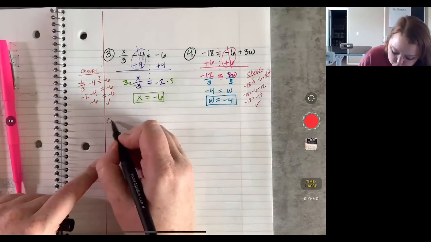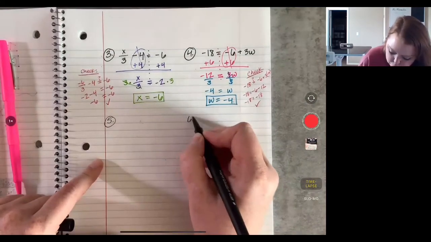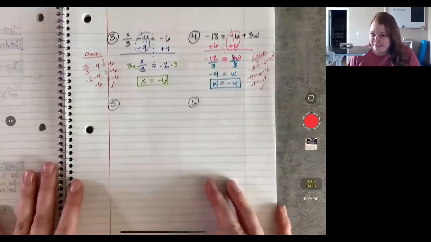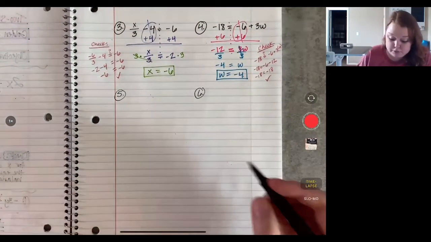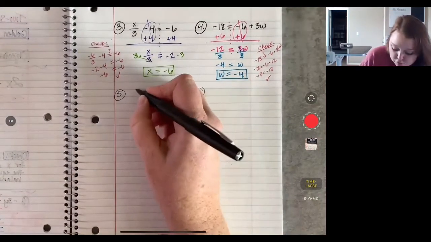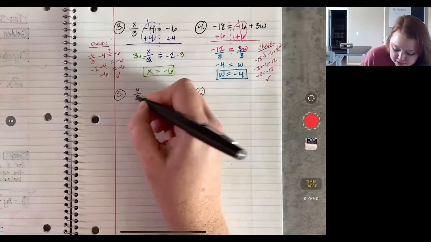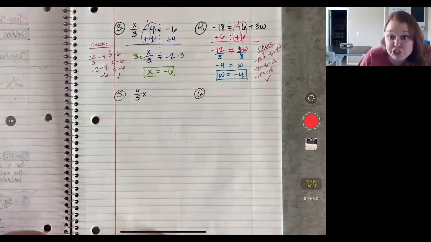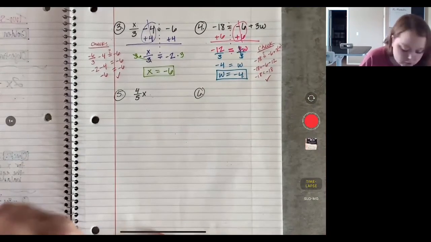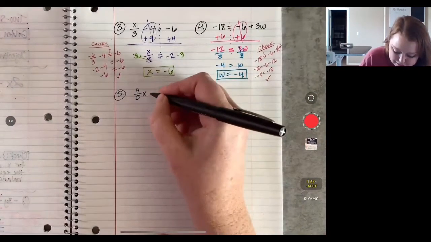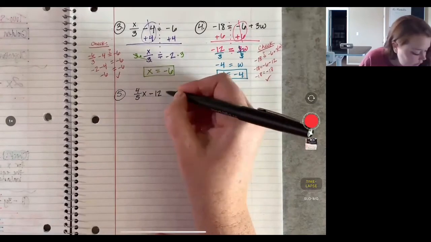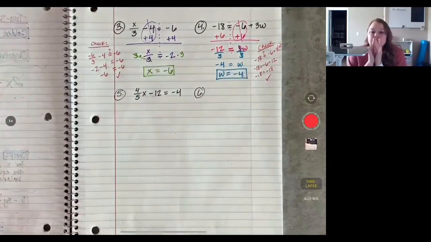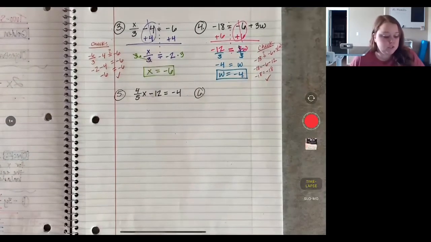Okay, we're doing 2 more together. All right, I'm kicking it up a little bit, seeing if you remember this from last time. 4/5 x. Yeah, that's a fraction. A fractional coefficient. 4/5 x minus 12 equals negative 4. What to do, what to do?